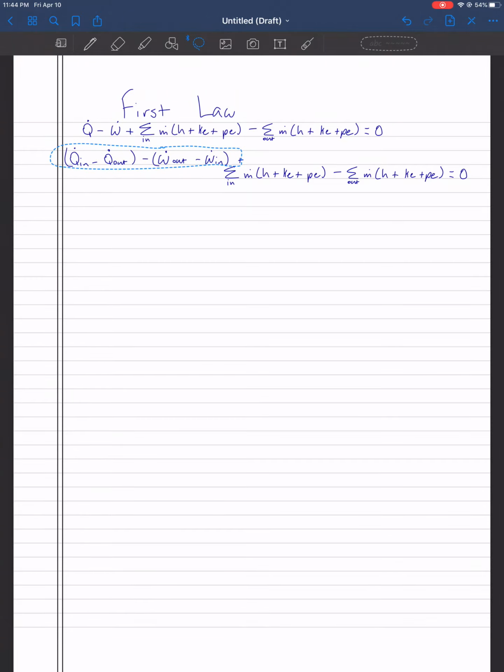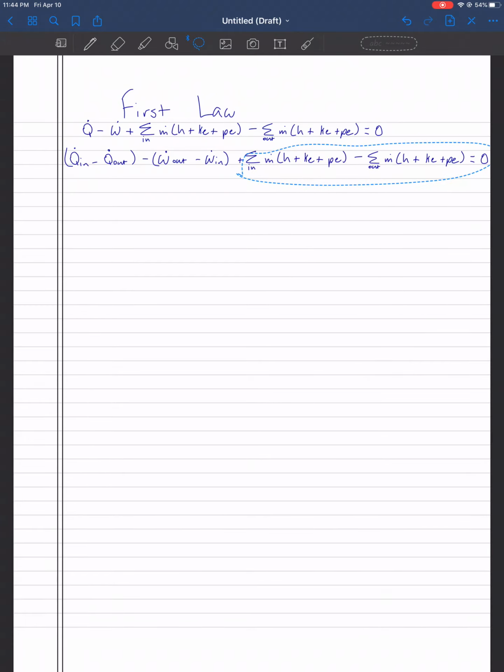I feel like this is more confusing because at times it's difficult to remember what is in and what is out, and we tend to get confused. Doing it where you have things on both sides of the equation makes it a little bit easier. We have a convention: Q in is taken as positive, but work out is taken as positive, while Q out is taken as negative and work in is taken as negative. To me, that can be a little bit confusing.